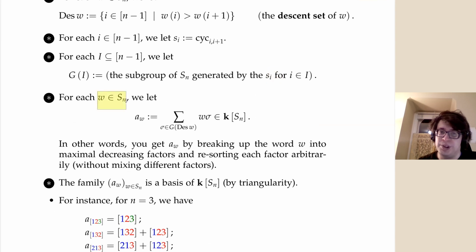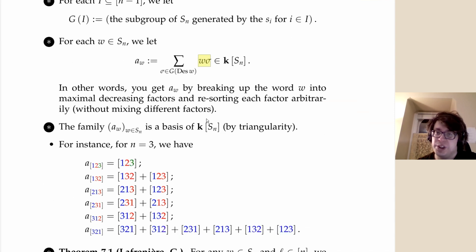So for any w in S_n, you define A_w to be: you take G of the descent set of w, so the subgroup generated by the simple reflections corresponding to the descents of w, and you multiply w with sigma. So in other words, you see w as a word, and you break it up into maximal decreasing factors. So you draw a bar at each ascent of the permutation, and then every factor, every piece between two bars, you can sort arbitrarily.